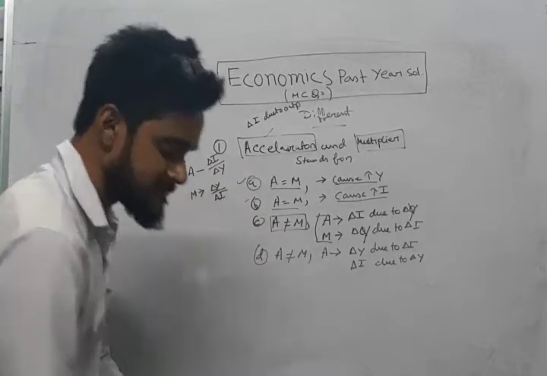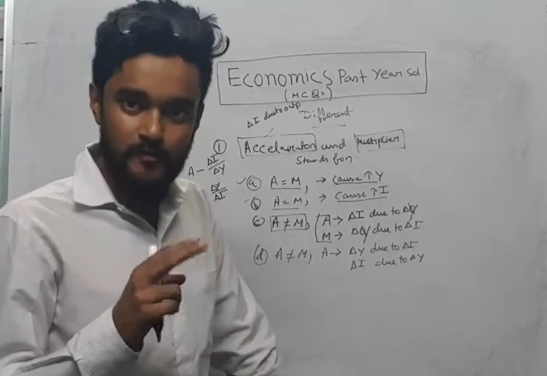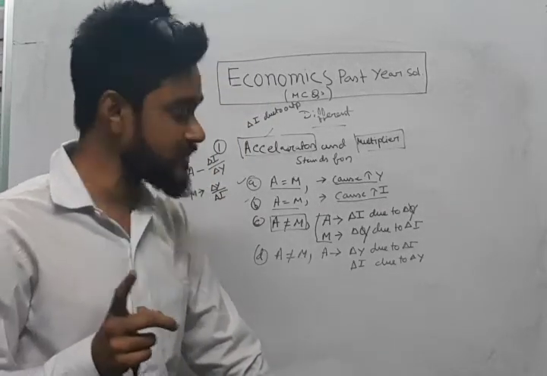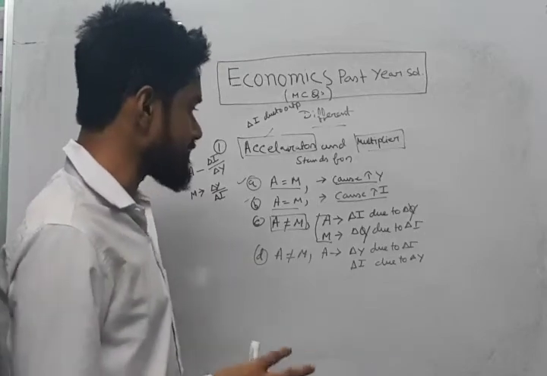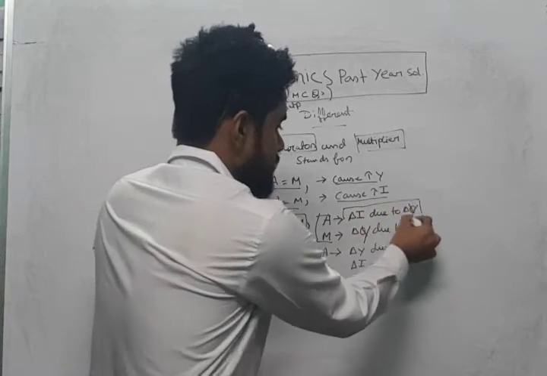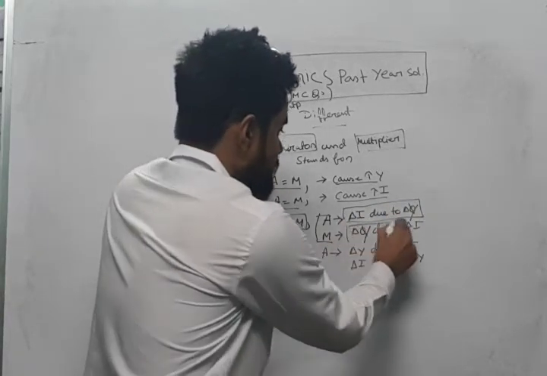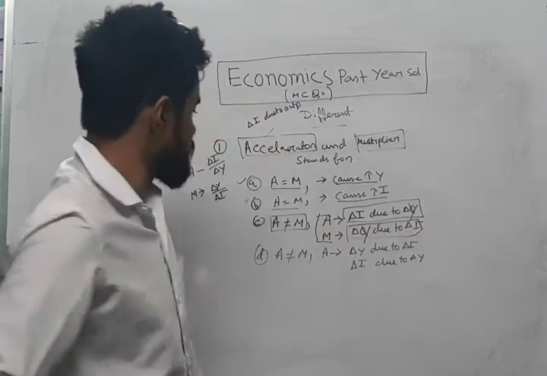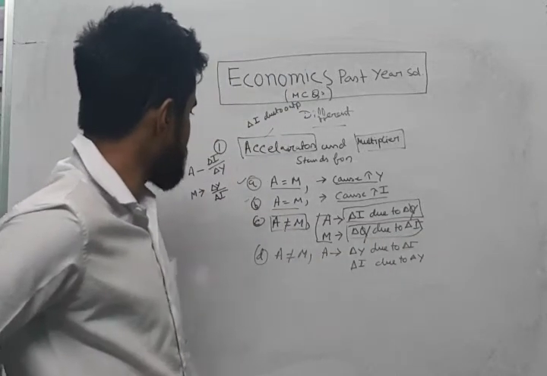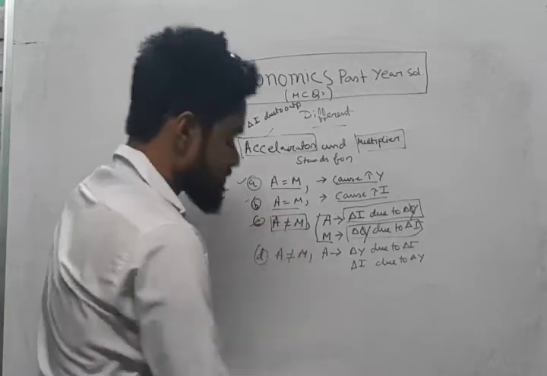Option C seems to be the right answer. Accelerator model and multiplier, first of all, they are different. They are not same. And the second thing is that accelerator model is change in investment due to change in income, and multiplier is change in income due to change in investment. So for this reason, we would conclude that for question number 1, the right answer is option C.